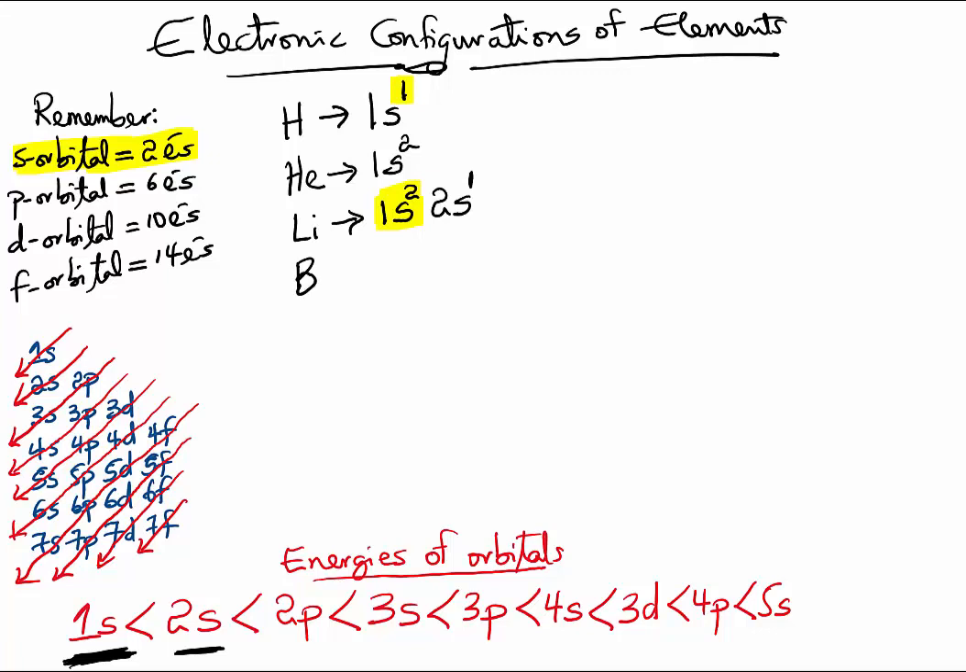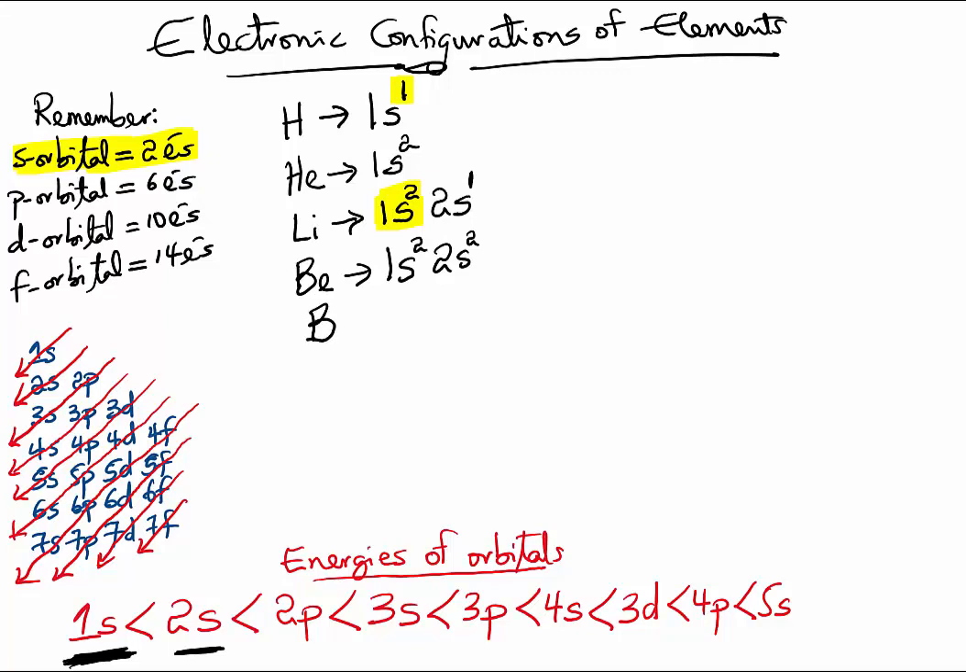Beryllium has 4 electrons. The first 2 electrons in beryllium will go into the 1s orbital. The remaining 2 electrons will go into the 2s orbital. Now the 2s orbital is also completely filled. Now let us move on to boron, which is the next element.